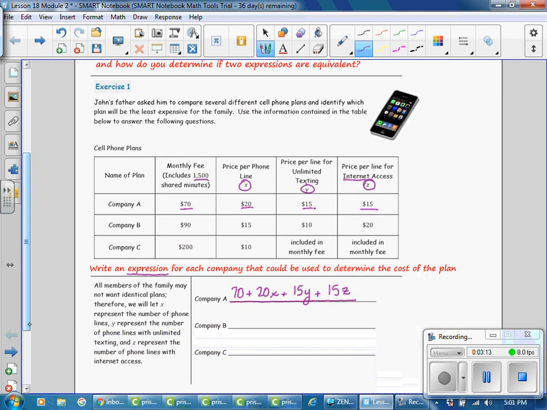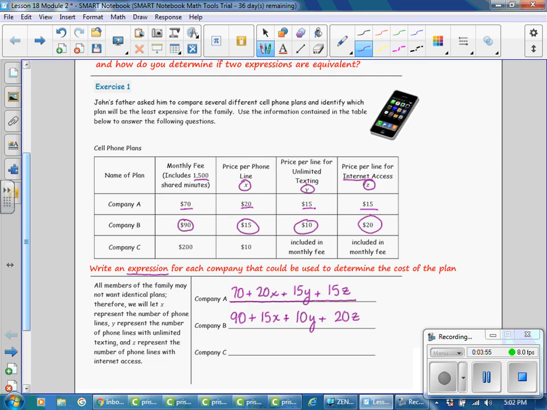For phone company B, you have to pay $90 just to use their service. That is a constant cost. In addition, you will pay $15 per phone line. So that's 15 times the number of phone lines, 15x. Additionally, you pay $10 per line for texting, so that is $10 times the number of lines, which is y, 10y. Also, you'll pay for internet access, $20 per phone line. 20 times z is 20z.